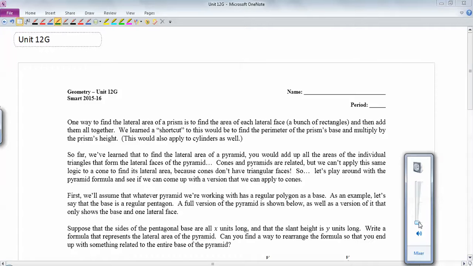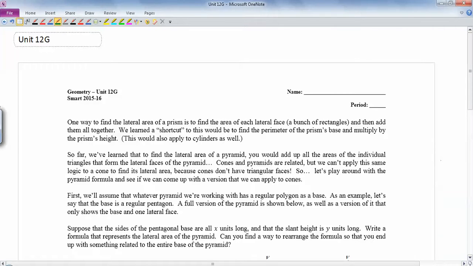Okay, so this is going to be the video on Unit 12G, which is actually a pretty short handout. There's a bunch of text here at the beginning, and I'll summarize what this text is saying. So the idea is, let's say you had some prism. In this case, I'll make it a pentagonal prism. And you wanted to find its lateral area.